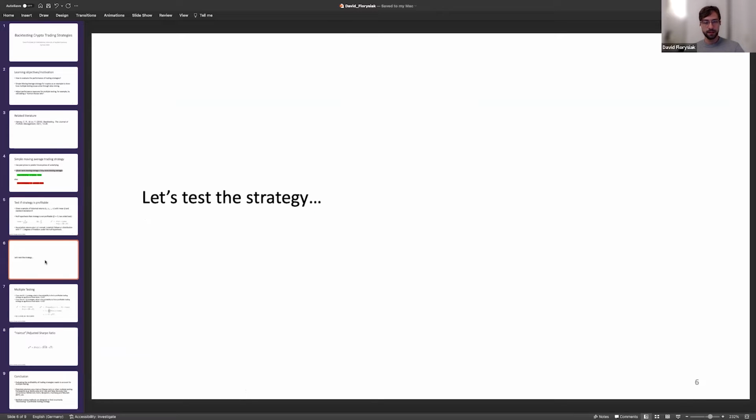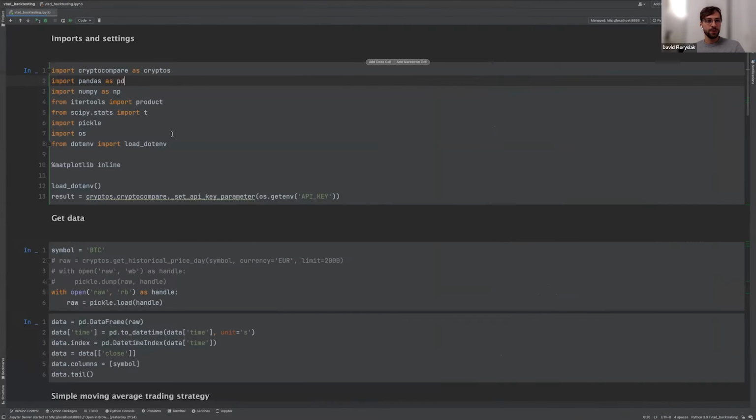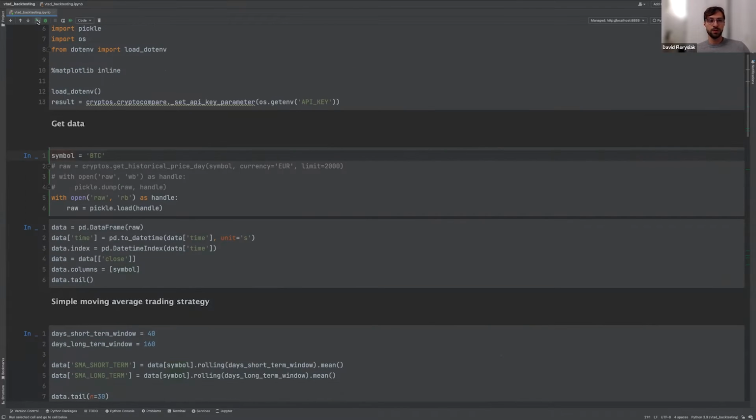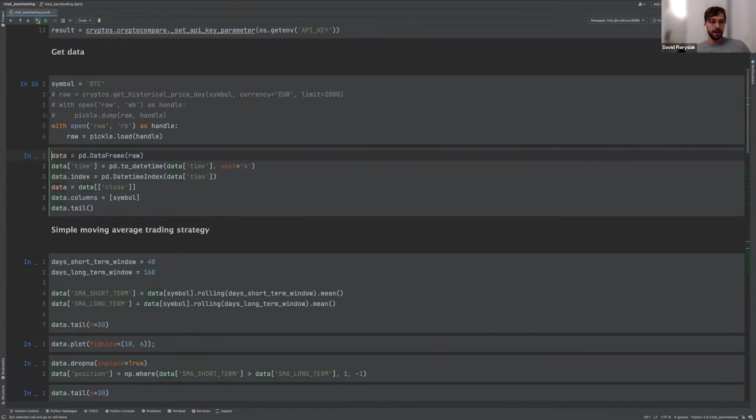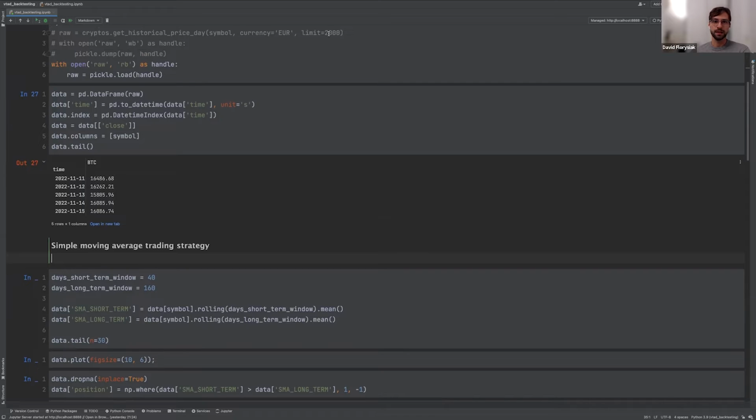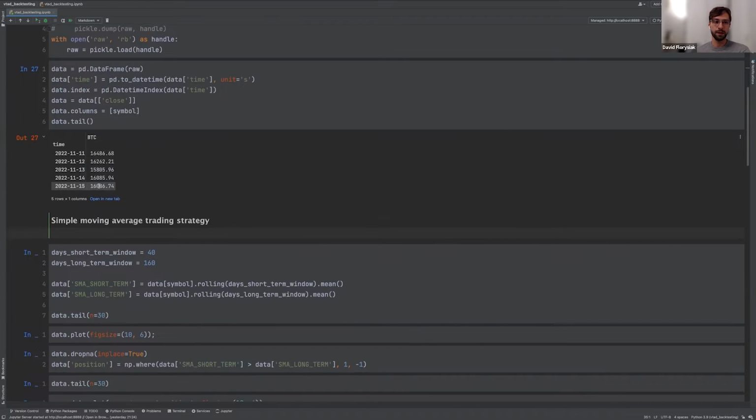Okay, let's test the trading strategy. Here you're going to see my code, and I'm going to import a few packages and set a few settings. Here we're going to use Bitcoin prices. If I execute the cell, you're going to see that we have the last 2000 observations of Bitcoin, up to the last day as of today.